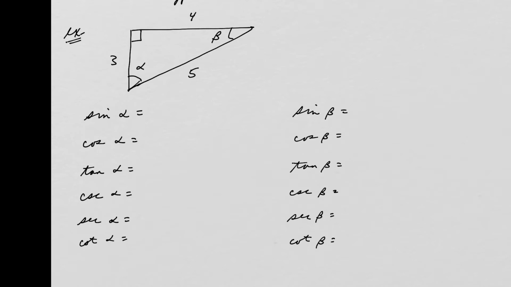So relative to the angle alpha, right, we want sine. So we want opposite over hypotenuse, right? So sine of alpha is simply going to be opposite, which is 4, over hypotenuse, which is 5. Cosine is adjacent, so what's next to the alpha? It's the 3 adjacent over hypotenuse, right? So that's going to be 3/5. Tangent of alpha is opposite over adjacent, so opposite is 4, adjacent is 3, so 4/3.